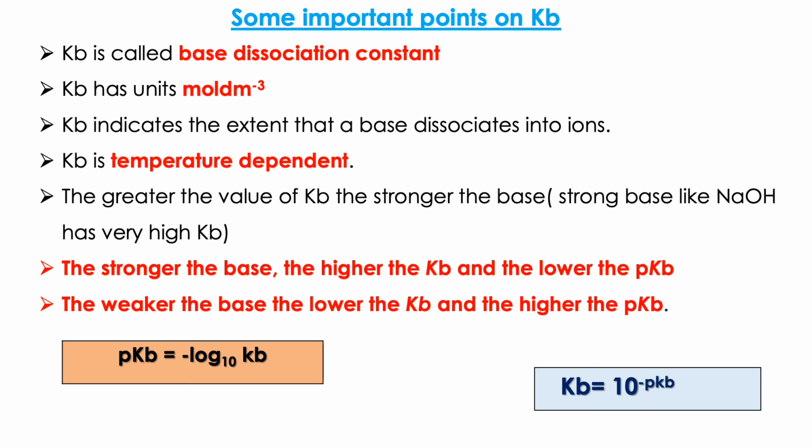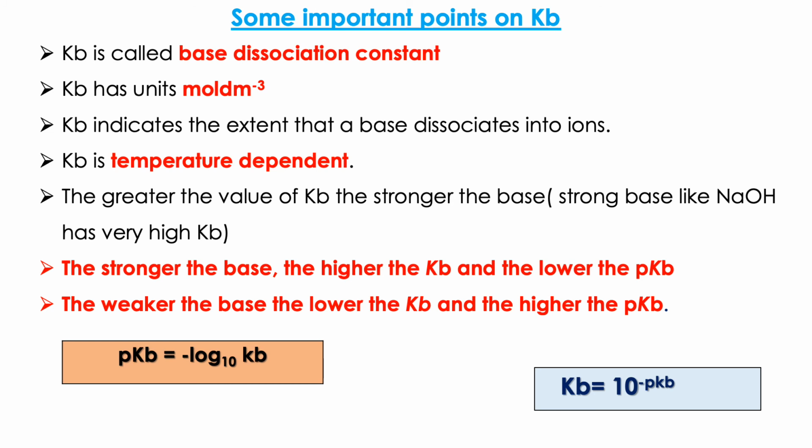Some important points on Kb. Kb is called the base dissociation constant. It has the unit moles per decimeter cube. Kb indicates the extent that a base dissociates into ions. It depends on temperature. The greater the value of Kb, the stronger the base. For example, a strong base like sodium hydroxide has a very high Kb.